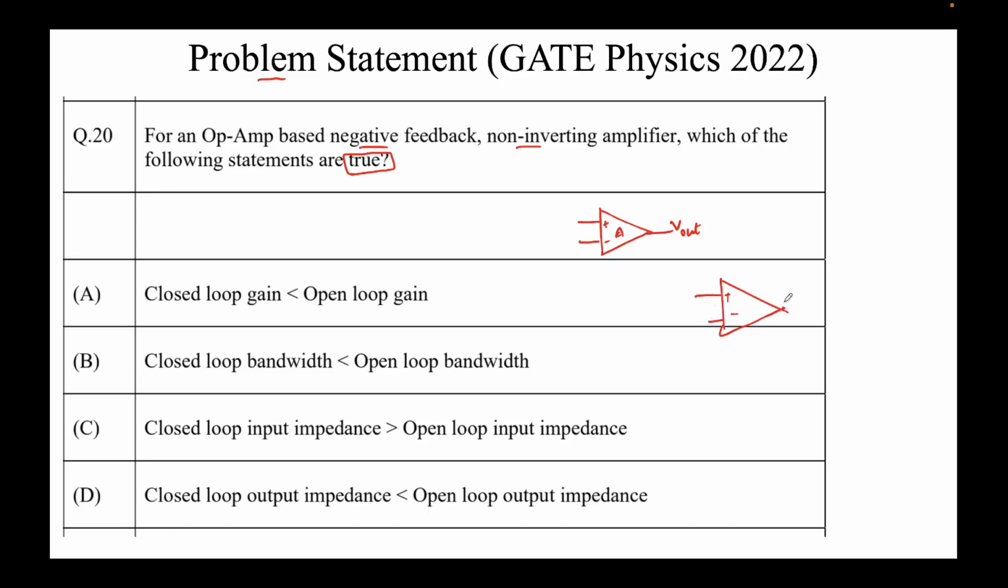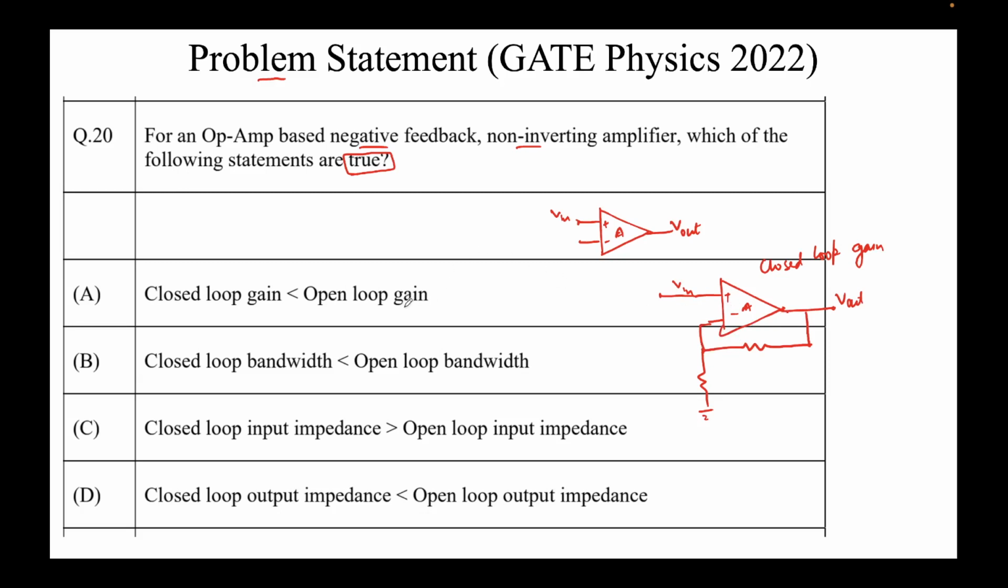Similarly, when the same operational amplifier is used with negative feedback, the output is being fed to the negative terminal, using some circuit, resistors in this case, and we have the input here. Again, the open loop gain remains A, but the closed loop gain will change. The closed loop gain, bandwidth, output impedance, and input impedance can all be derived, and those values will undergo a slight change. So we are being asked to compare those values.